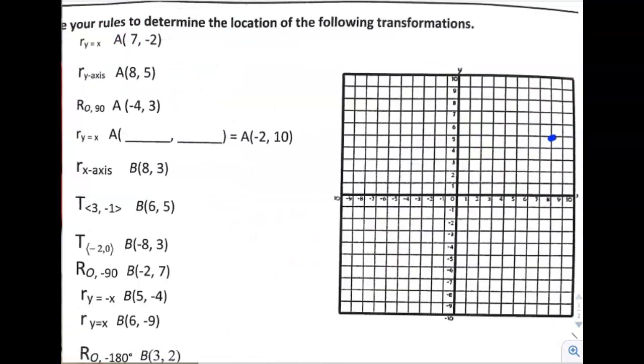The next one I have 8, 5 on the grid, and we're reflecting over the y-axis. So you go over 8 and then over 8 again, and you end up at negative 8, comma 5.